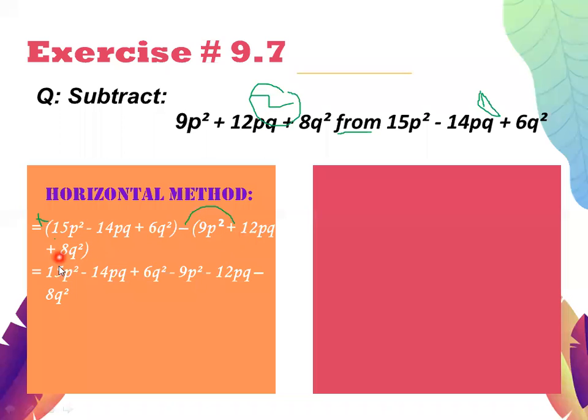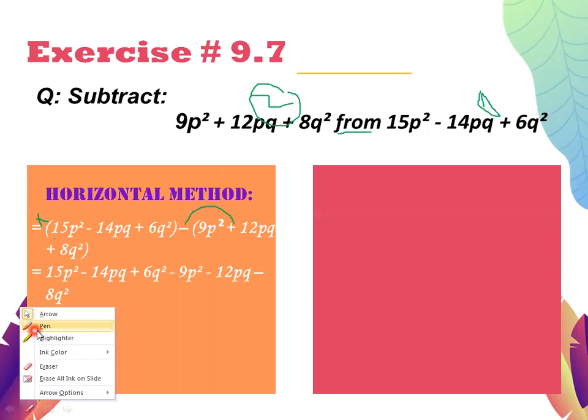Means you will copy down 15p squared minus 14pq plus 6q squared, then you will write minus 9p squared, then minus plus minus, okay, the sign will be changed here, minus plus minus 12pq, and then minus plus minus 8q square, okay. Now after changing the sign of your subtrahend, what you will do, you will combine all the like terms together. Which are your like terms here?